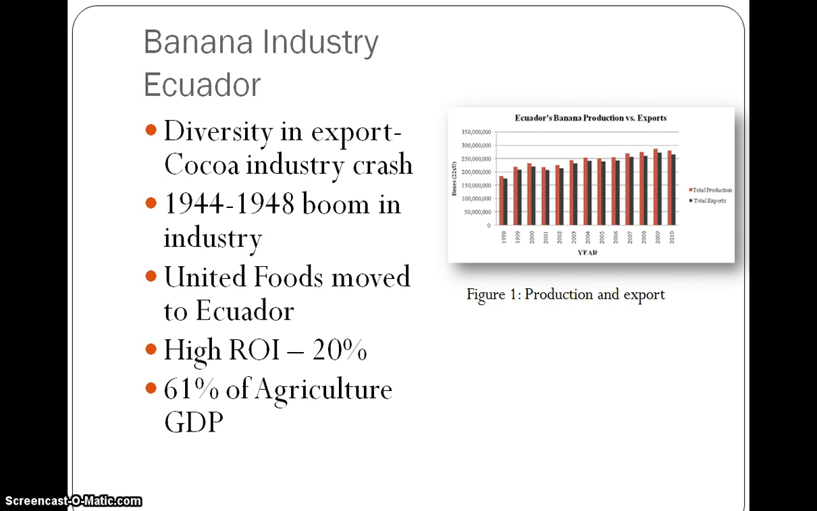Diversity in export, cacao industry crash. This basically explains cacao industry was the major product earlier in Ecuador and it crashed. So Ecuador was looking for another commodity that could be exported, and banana seemed to be a great one because it is grown better in that condition. From 1944 to 1948, there was a boom in industry, and United Food Products moved to the Ecuador, and they were doing some technological and shipping advancement in that country.